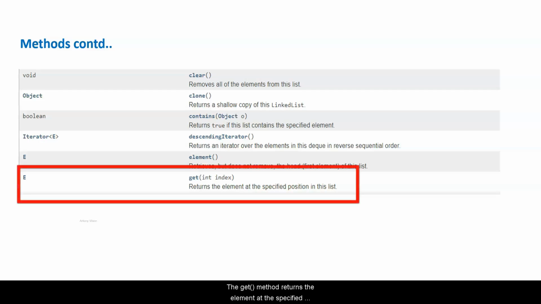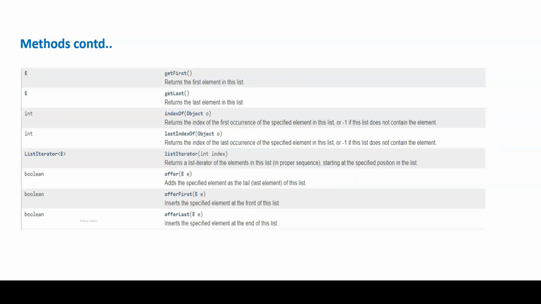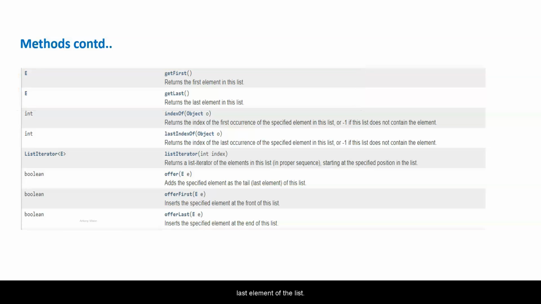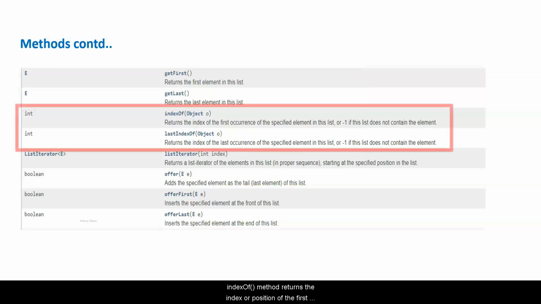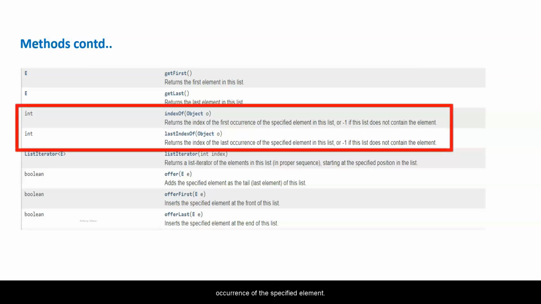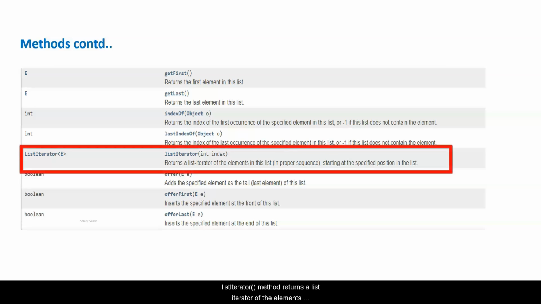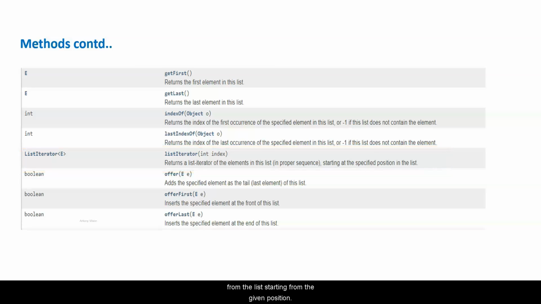The get method returns the element at the specified position in the list. The getFirst method returns the first element or head element of the list. Similar to the element method, the getLast method returns the last element of the list. The indexOf method returns the index or position of the first occurrence of the specified element. If not found, it returns -1. The lastIndexOf method returns the index or position of the last occurrence of the specified element in the list. It returns -1 if the element does not exist in the list. The listIterator method returns a list iterator of the elements from the list starting from the given position.